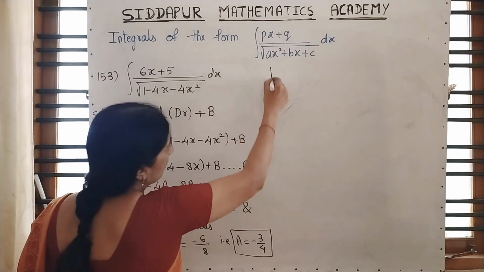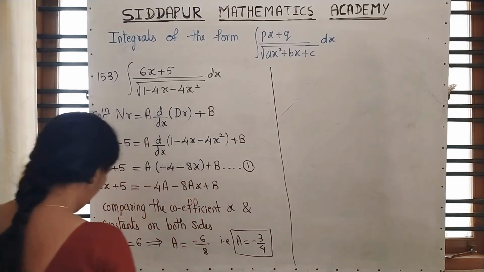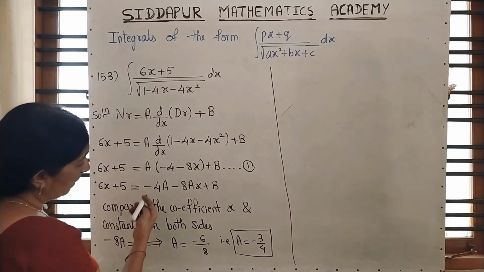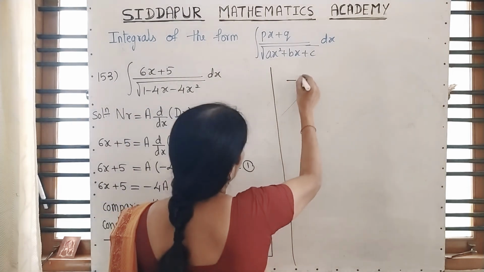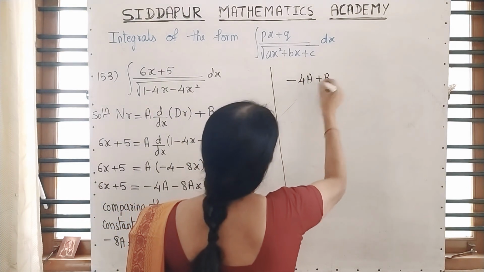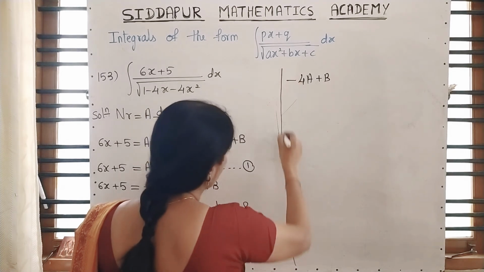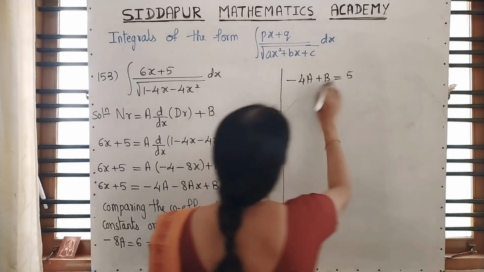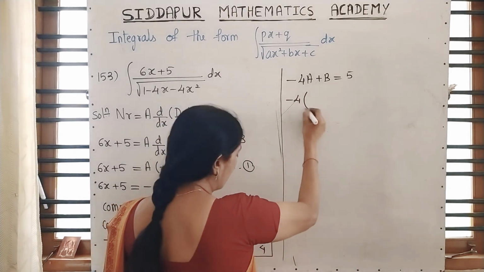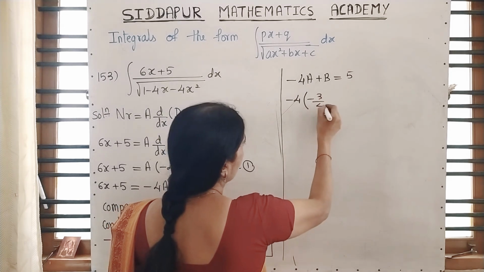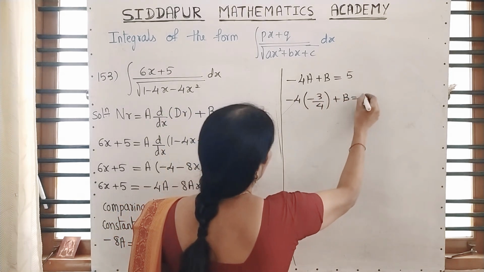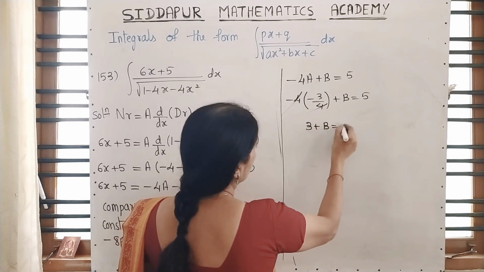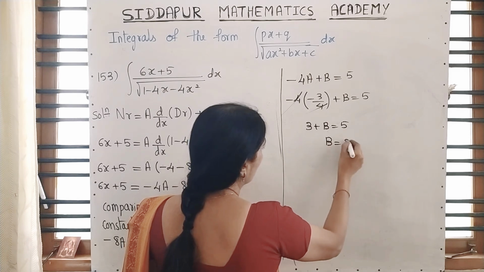After that, see the constant. The constant means the term without x. The terms without x on both the sides. On the right side, minus 4a plus b, and on the left side it is 5. Here in this equation we already calculated a. Value a is minus 3 by 4, so minus 4 into minus 3 by 4 plus b is equal to 5. Here 4 gets cancelled. Minus into minus is a plus. So b is equal to 2.